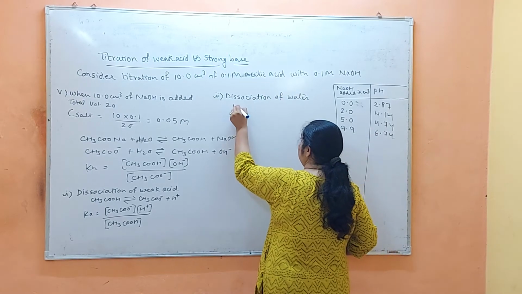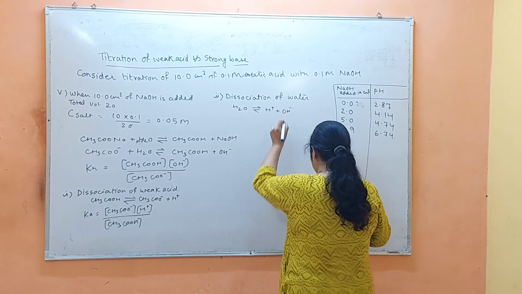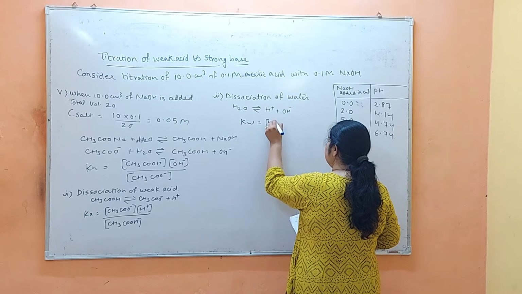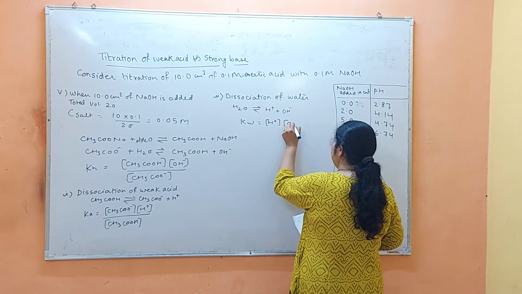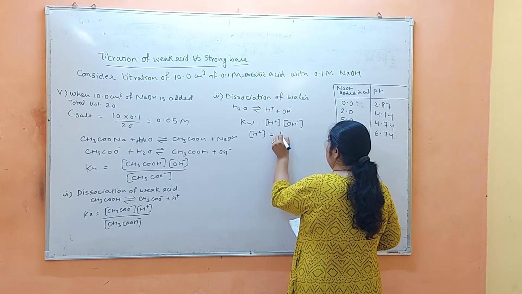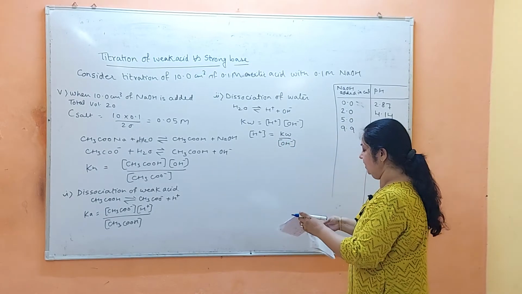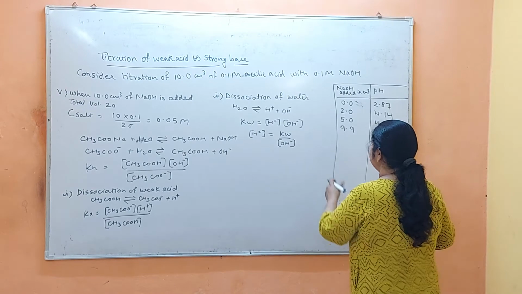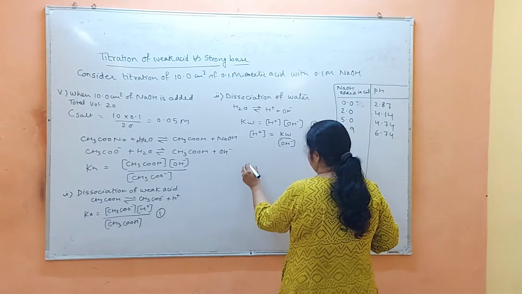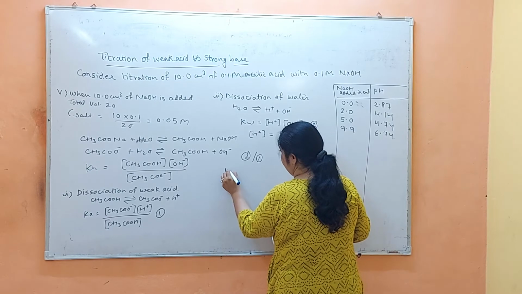That is H2O will give you H+ plus OH−. So here we can write Kw is equal to H+ into OH−, or H+ will be equal to Kw upon OH−. Now suppose this is equation 2 and this is 1. So 2 by 1 will give you Kw by Ka.